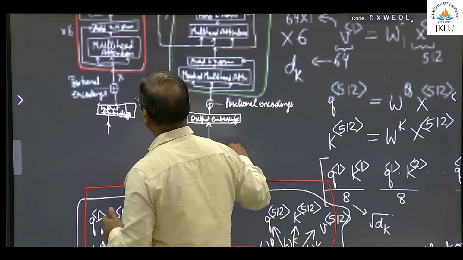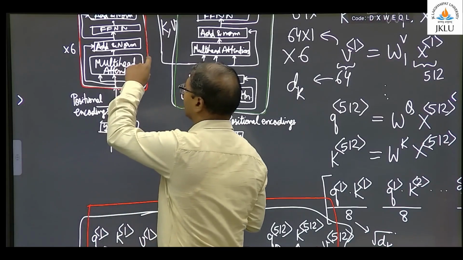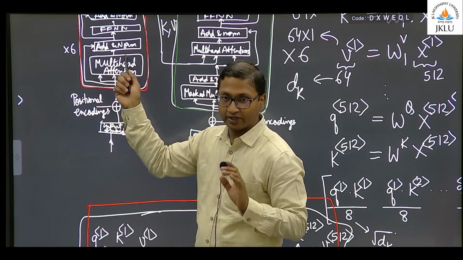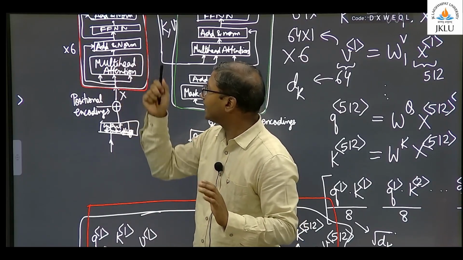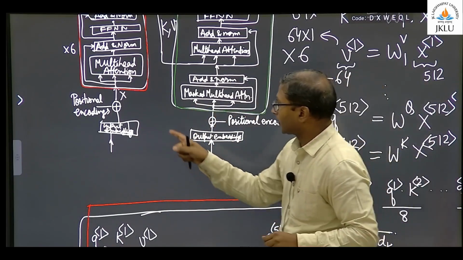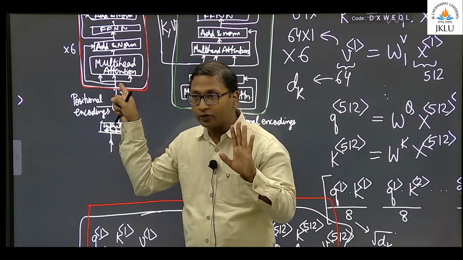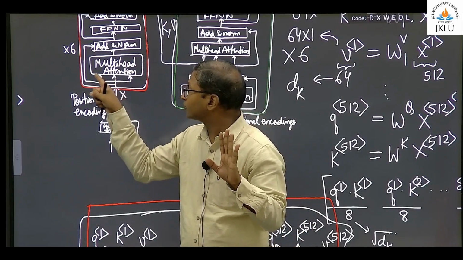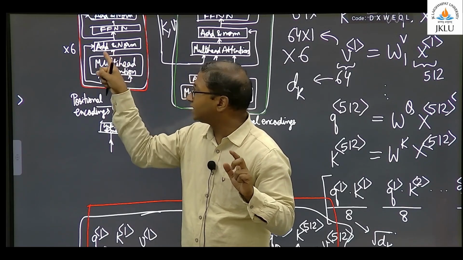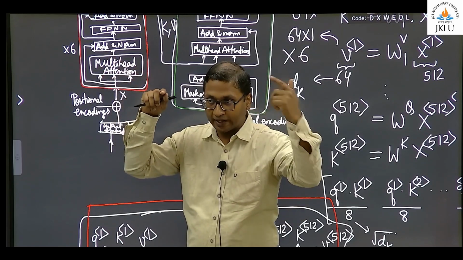So we are completely done with the output here, right? Nothing is left here. We are done with the output of this. Add and norm means: right now here you had x's. You have computed the output of this, right? Add it to this, and then normalize.